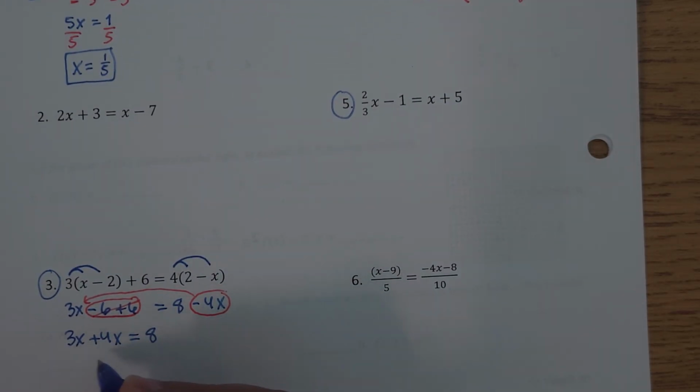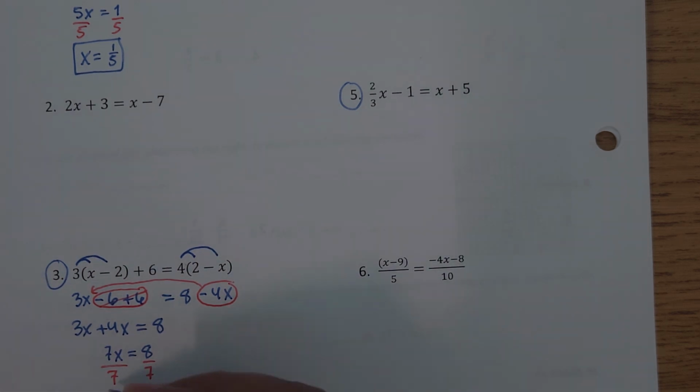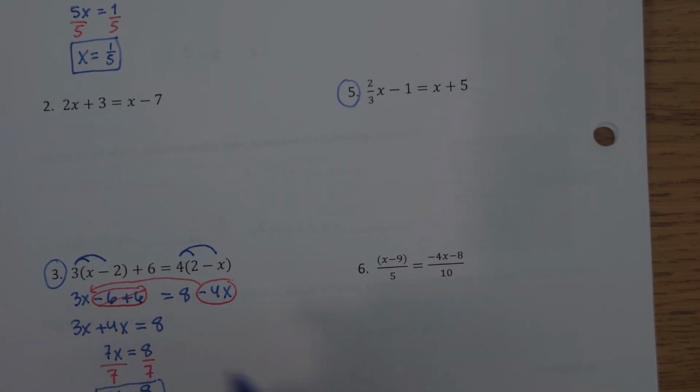So then I'm going to add 3x and 4x, so they combine to 7x, and that is equal to 8. Then last step is I'm going to divide by 7 so I can isolate the x, which is what you do when you solve equations. So in the end, x equals 8 over 7, or 8 sevenths. And this is the solution to this equation.